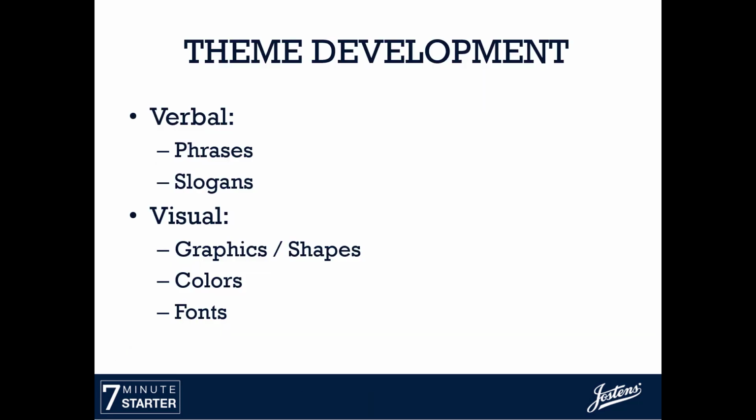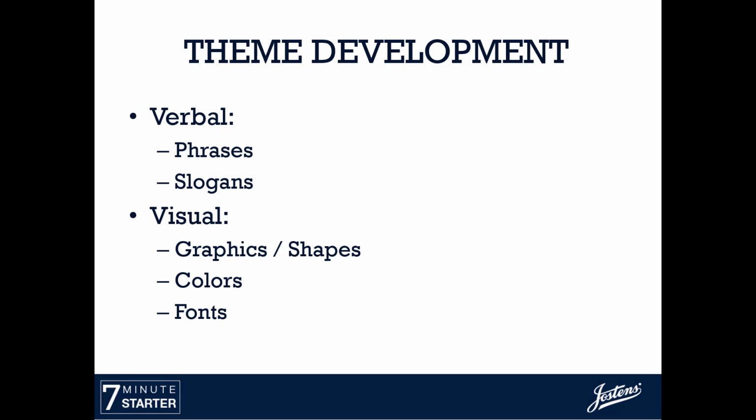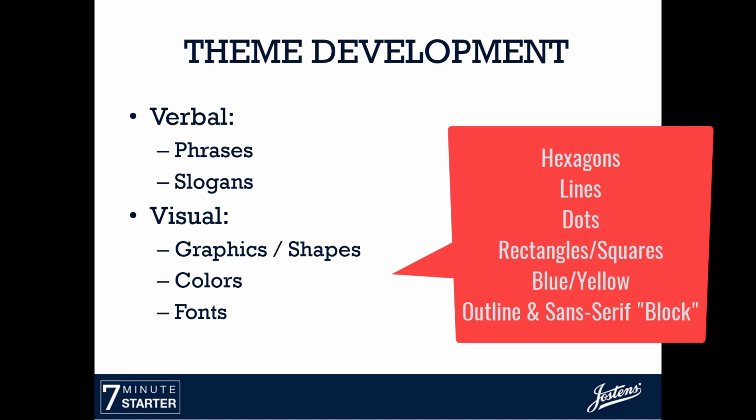So when we break down theme development, there are two parts to it. The verbal part is the phrase or slogan. So like in that first book, they repeated those words, who knew, or now I know, or I know this. And then the visual part are the graphics or the shapes. So it could be certain clip art. And that theme, it was the little hexagons that repeated, or the line that went underneath the headline, or the circle that was sometimes around a chunk of content.